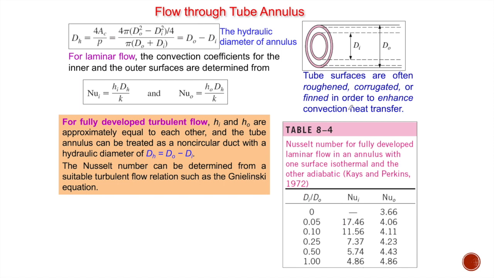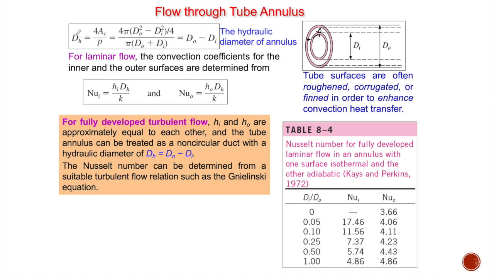Now we go to flow through a tube annulus. What is the tube annulus? I will not explain more here. You will calculate more on this part in the heat exchanger chapter, because you have the concentric or double tube heat exchanger. Now for the annulus, let's take a look at this figure. You have a tube inside a tube. You have a tube here and another tube outside that wraps around the first tube. The area in between those two tubes is what we call the annulus.